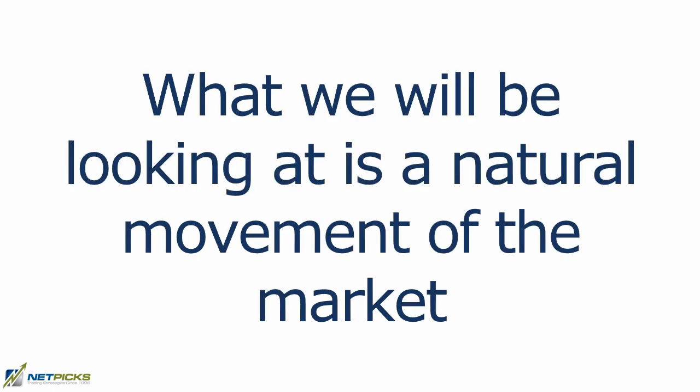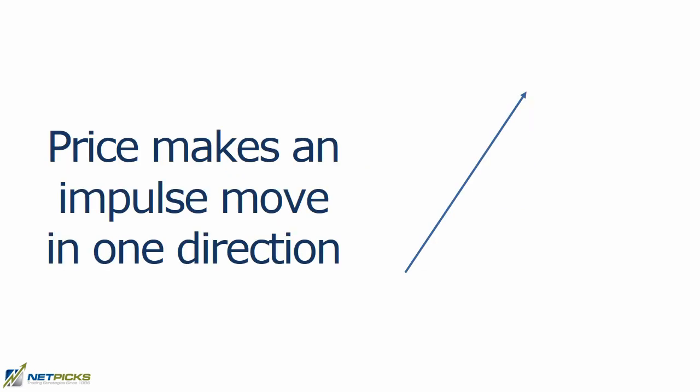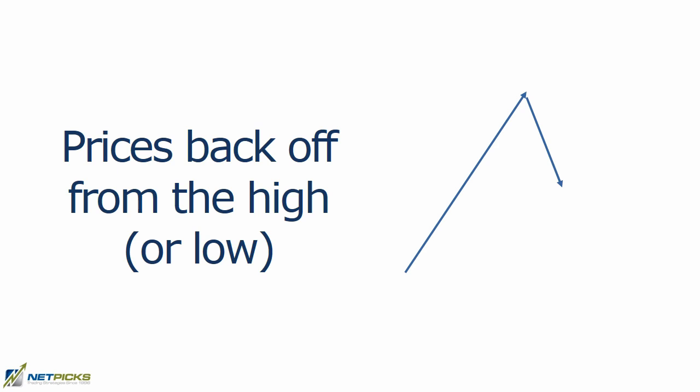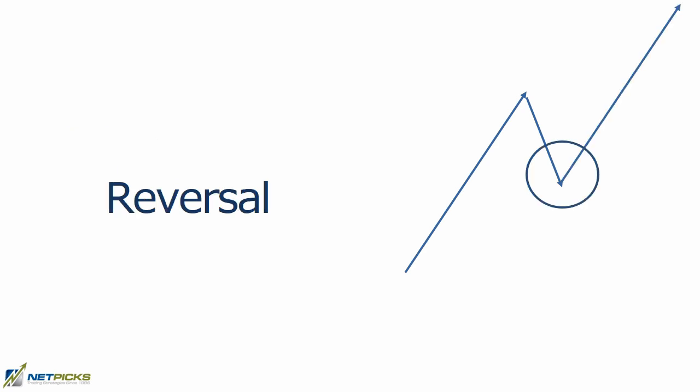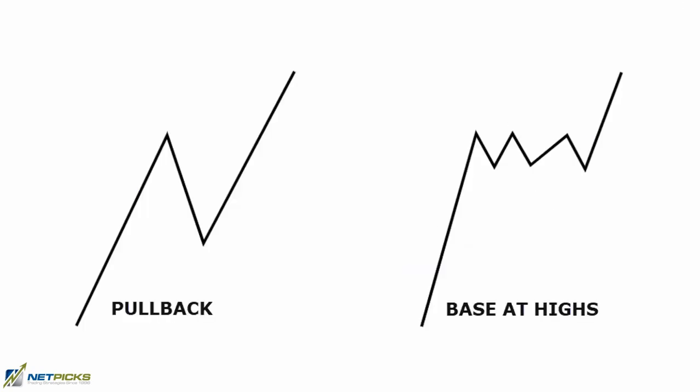So all we're looking at is just a natural movement of the market. Price is going to make an impulse move in one direction. Price is going to back off from the high or the low. And then we're going to see another movement in the original direction, right? So we're going to look at 2 different price patterns. Number one is a pullback or a flag. And we're going to look at basing at highs. So the impulse move, that's the first move up, right? We got to see momentum in it. So we can use the momentum indicator for that, for long trades. And we're just going to reverse all this for shorts.